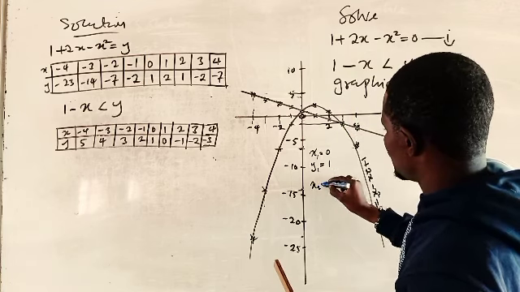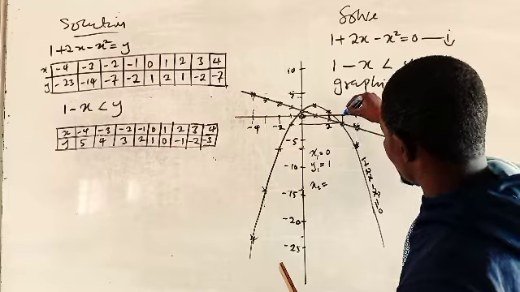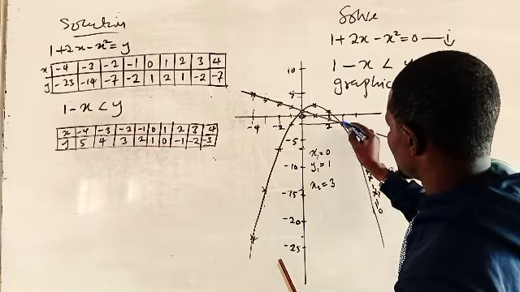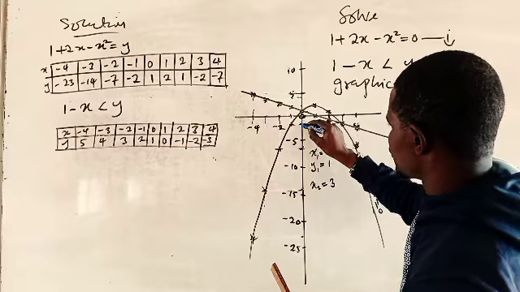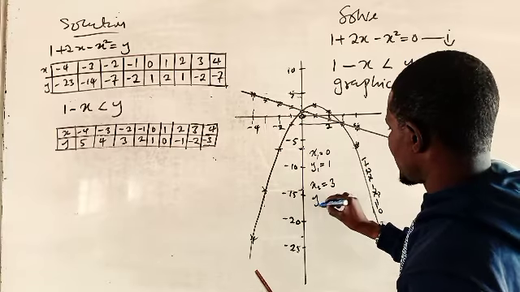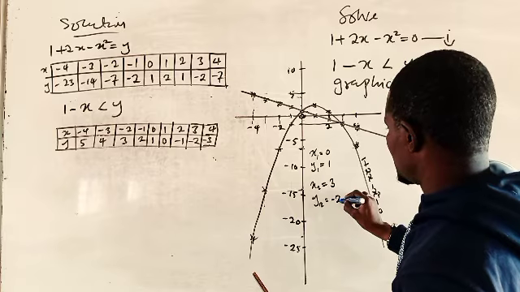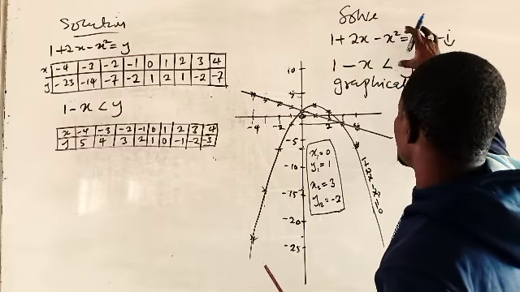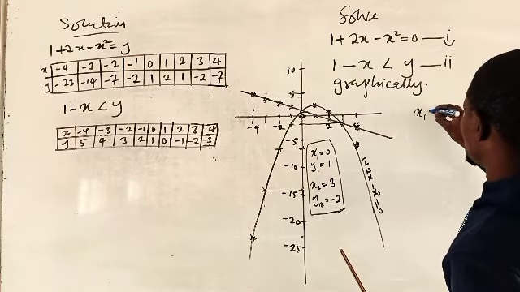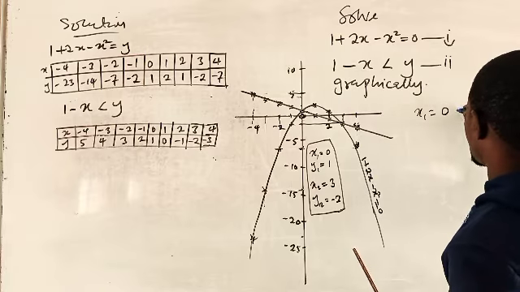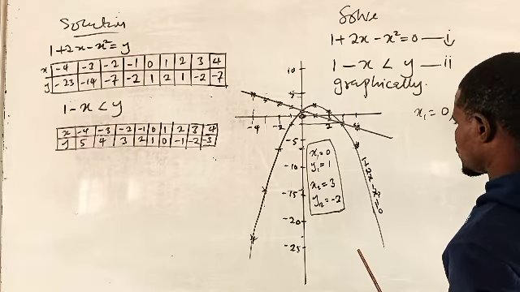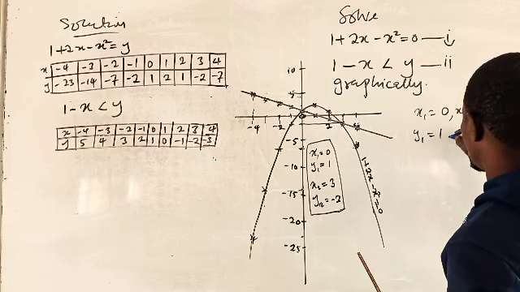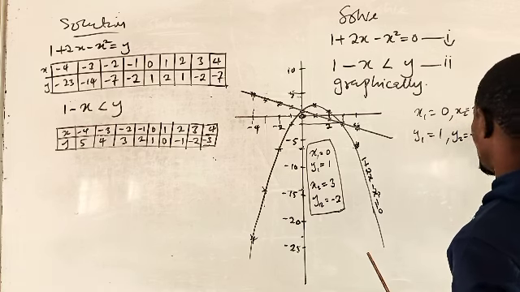So now we take this to be, from here to here again, x2 will be equal to, here is 3. Then from here to here is minus 2, so y2 equals minus 2. Now, this is the possible solution of this very equation. So, x1 equals 0, and x2 equals 3. y1 equals 1, and y2 equals minus 2.